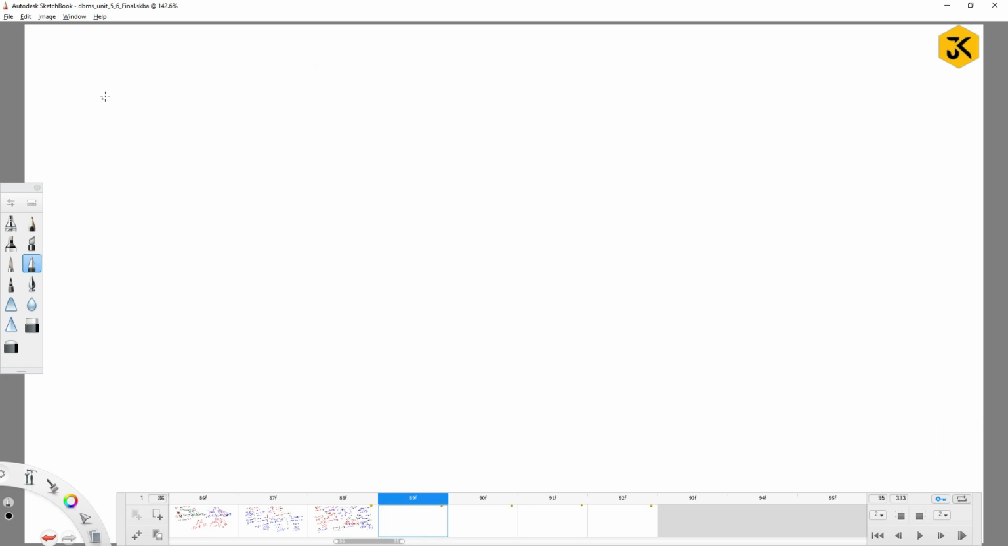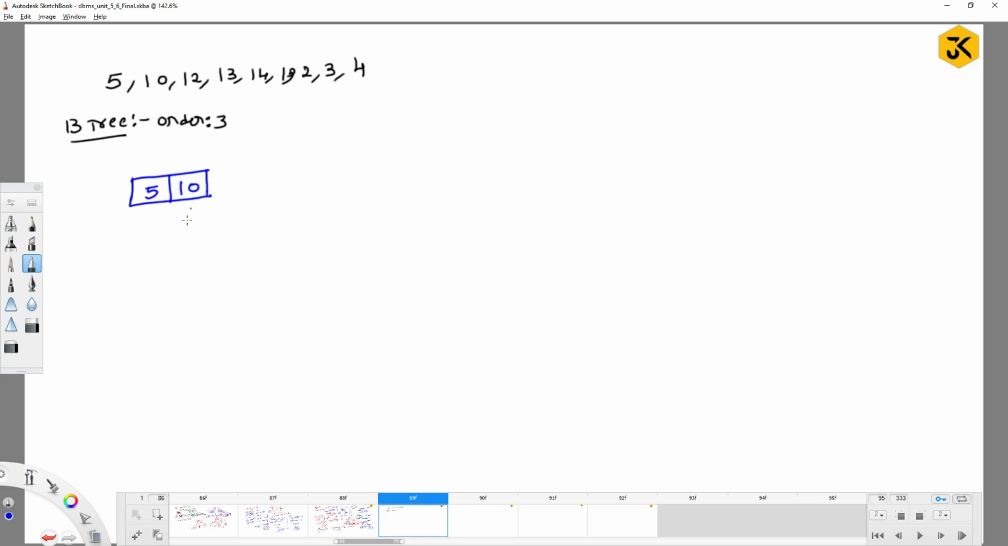Okay, fine. So try to solve this question. For example, there are some records: 5, 10, 12, 13, 14, 1, 2, 3 and 4, right? I am asking you to construct a B tree of order 3. Then what will happen? Check here, right? We are going to have 5. We are going to have 2 children, there is no problem. If I insert 10, there are 3 children, there is no problem. If I insert 12, then definitely there is going to be a problem.